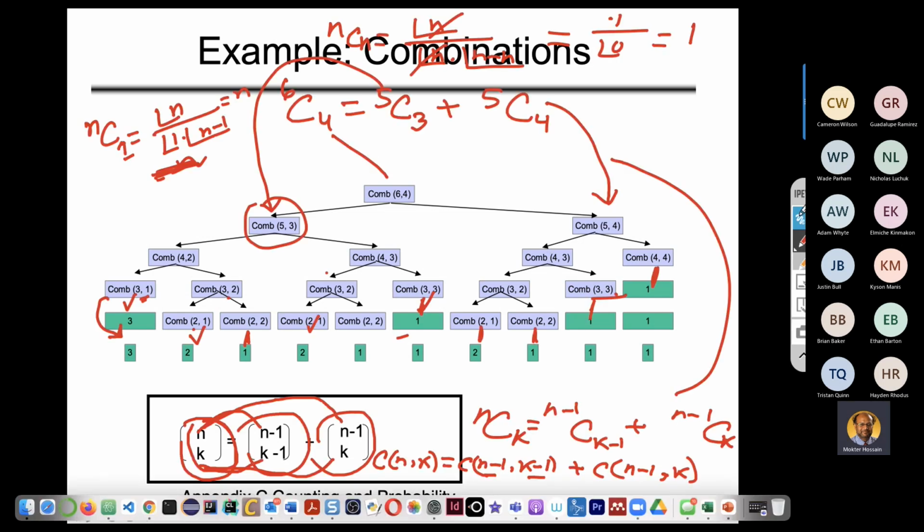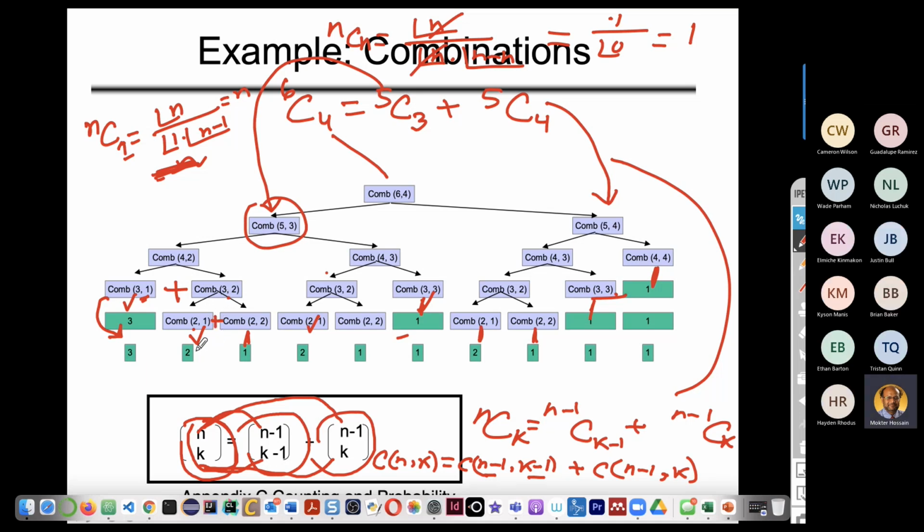Finally, what happens is that these results are added, right? So the combination of 4,2 is added by this, right? And this is this plus this. So that means this will be 3. So this is 3, and this will be 2 plus 1, then 2 plus 1 will be 3. That 3 plus 3 will be 6.